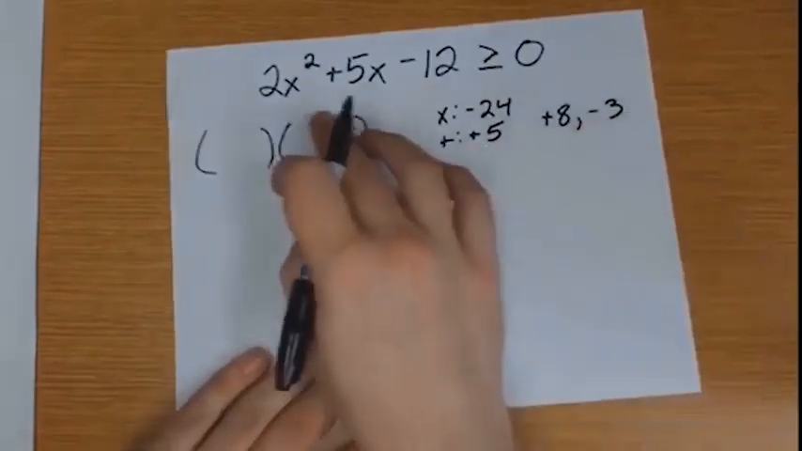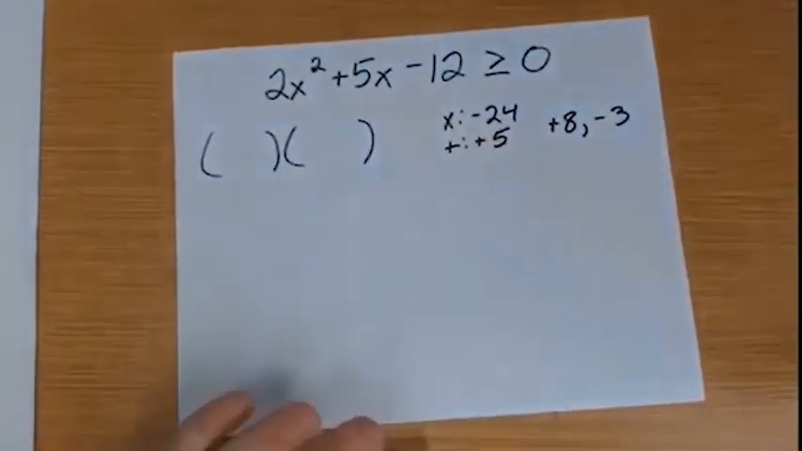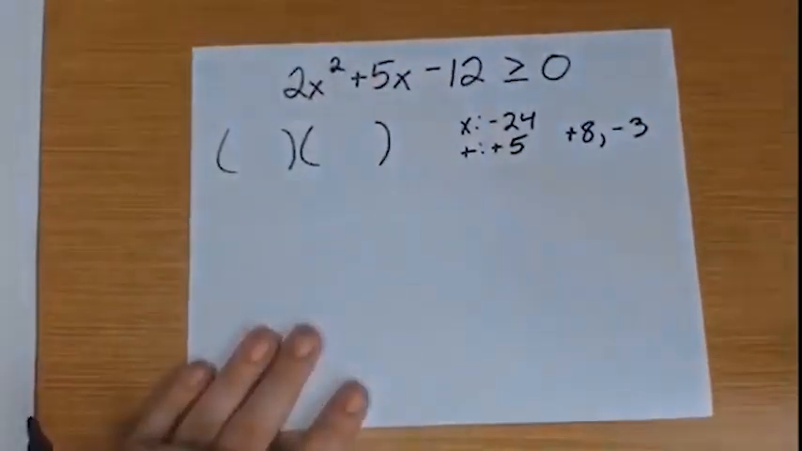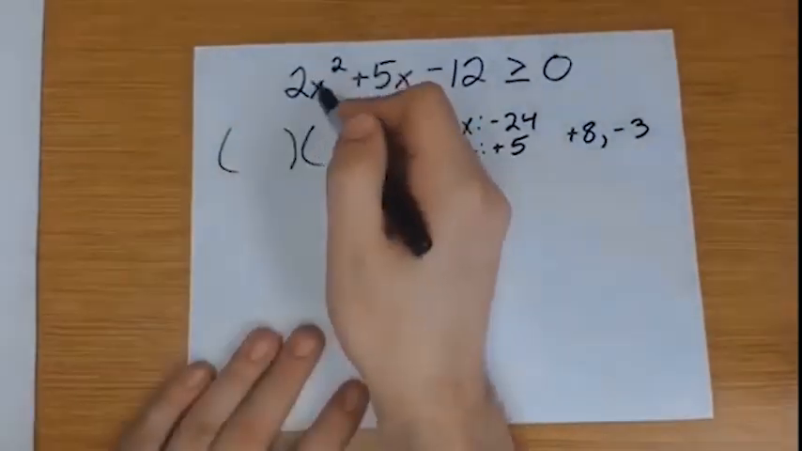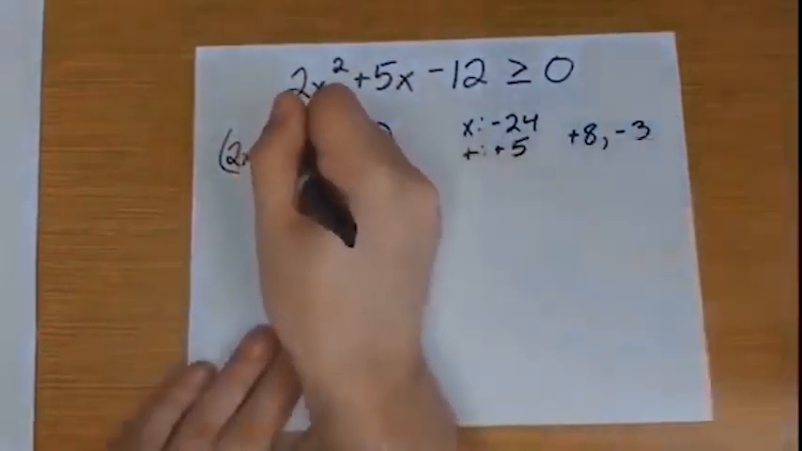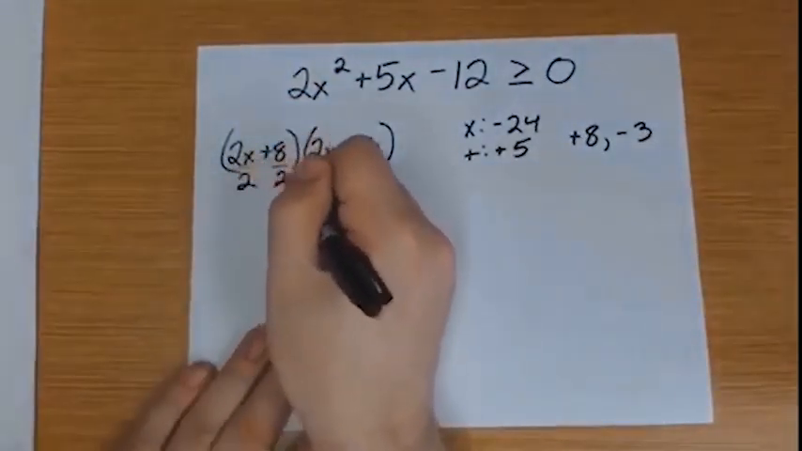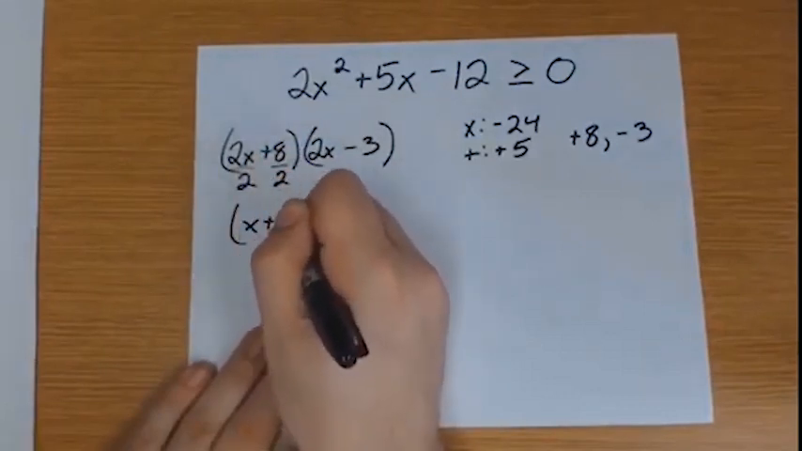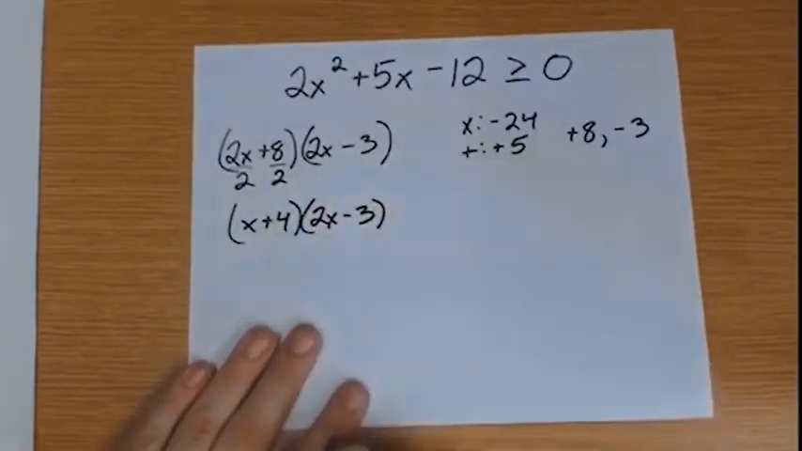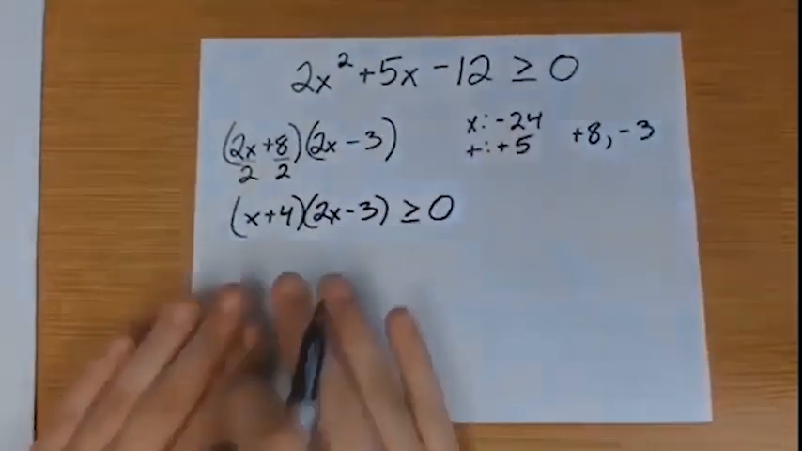You can use the AC method, make this 2x squared plus 8x minus 3x minus 12, and factor by grouping. Remember, I'm a fan of that new version of factoring I showed you in lesson 11. Since we have a 2x squared, I'm going to put 2x and 2x. I'm going to put in our numbers, plus 8 minus 3. Here we have a common 2 we can divide by, which gives us x plus 4. Nothing in common here, so we leave it 2x minus 3. X plus 4 times 2x minus 3 is greater than or equal to 0. That's the factored form.